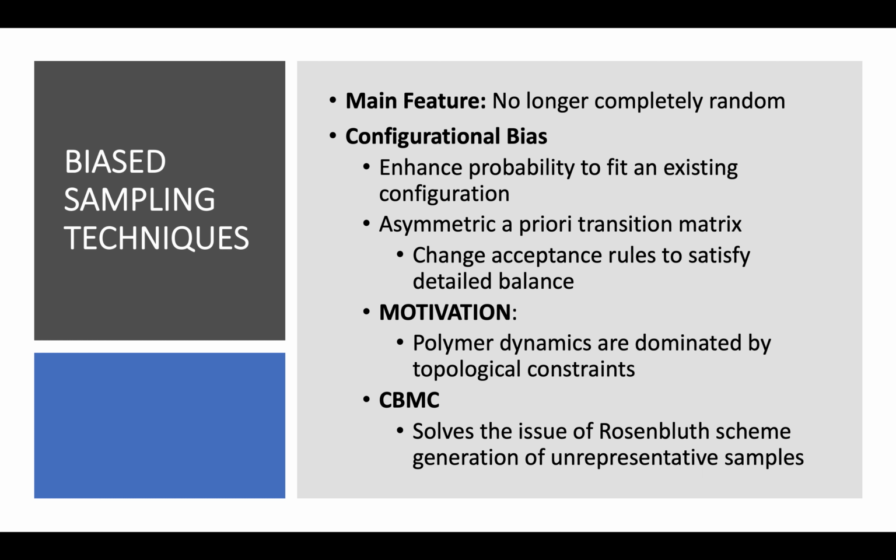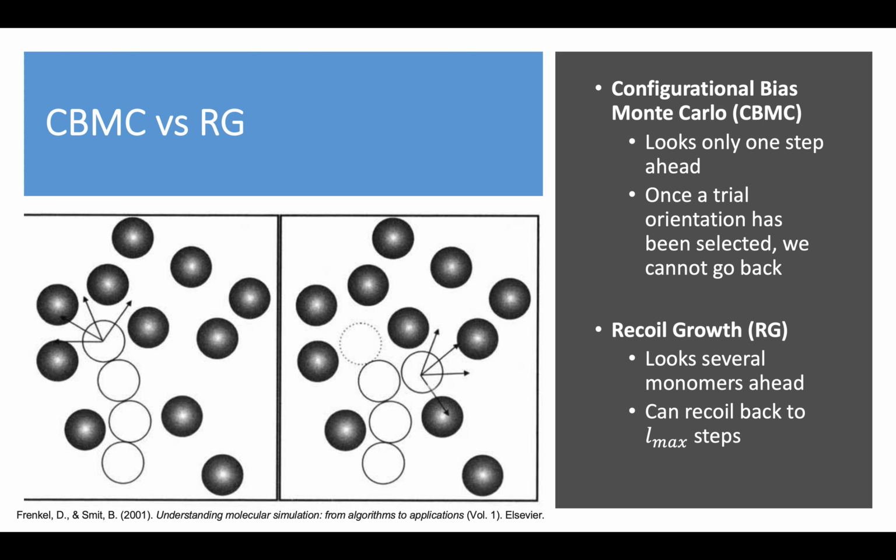Following this line of improvements, the Recoil Growth technique, which is the algorithm I will focus on for this presentation, was developed to try to overcome one of the biggest issues with CBMC, which is the dead alley problem. The thing about CBMC is that when generating a new configuration, it looks only one step ahead. So it might happen that in a given scenario there is no space for an additional monomer to grow on the chain, and it would be completely blocked in all directions. This is what we call a dead alley.